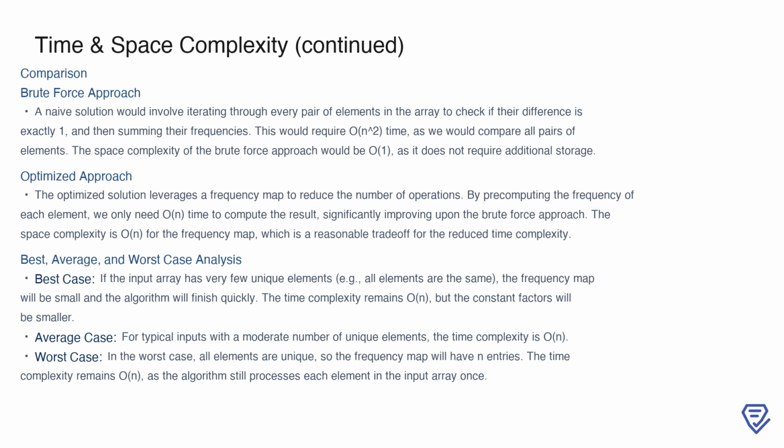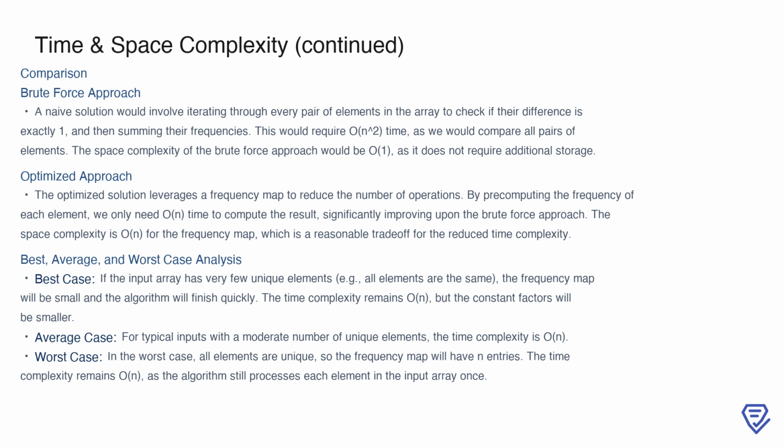Let's compare the optimized solution to a brute force approach. A naive solution would involve iterating through every pair of elements in the array to check if their difference is exactly 1, and then summing their frequencies. This approach would require nested loops, resulting in O(n²) time complexity. However, it uses no additional data structures, so its space complexity would be O(1).